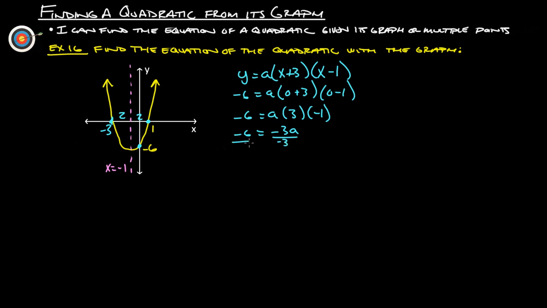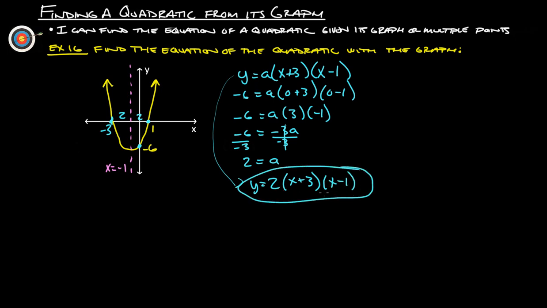Divide both sides by negative 3. And we get that a equals 2. So now our equation from right here is going to be y equals 2 times x plus 3 times x minus 1. And it does not matter which one of these goes first. Okay, it can be either order, same thing.